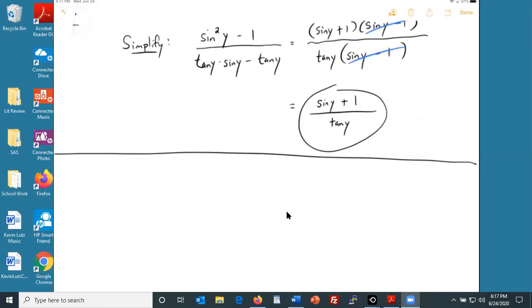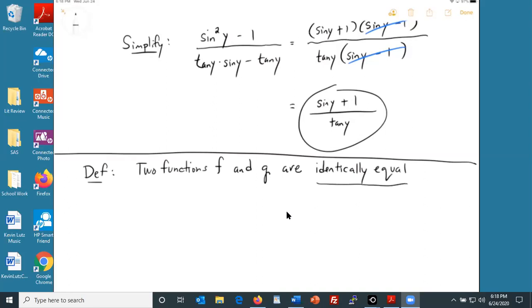Remember the name of tonight's lecture is Trig Identities. So first let's define identity. We say that two functions, f and g, are identically equal if f of x equals g of x.